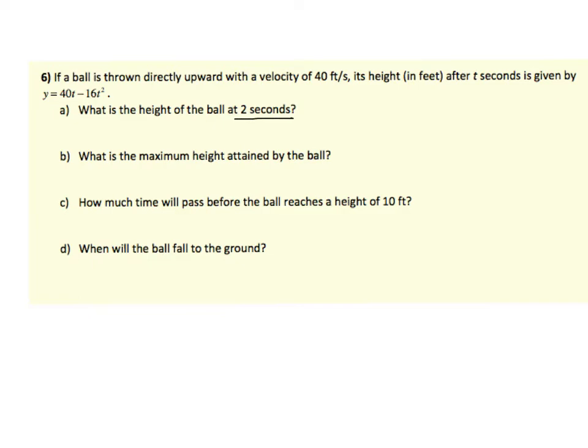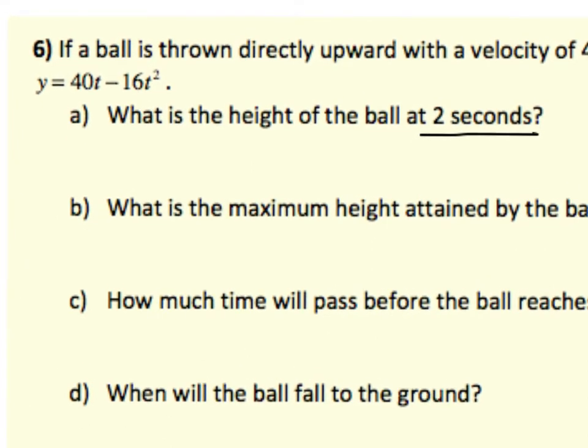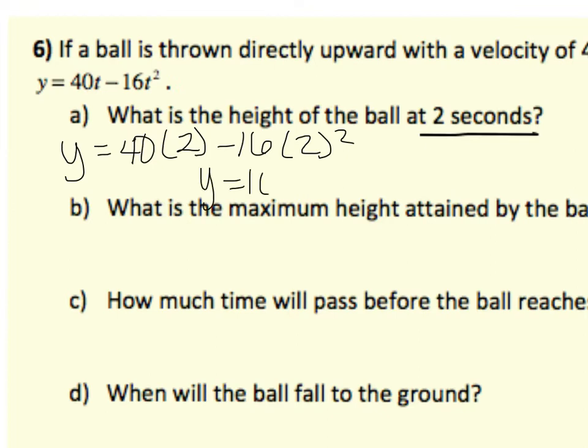Well, since t represents time, and we're asking after 2 seconds, what we're going to do is put in a 2 for t. So 40 times 2 minus 16 times 2 squared. And if we just put this in our calculator, you're going to get 16. So y equals 16. So that means there's 16 feet in the air after 2 seconds.